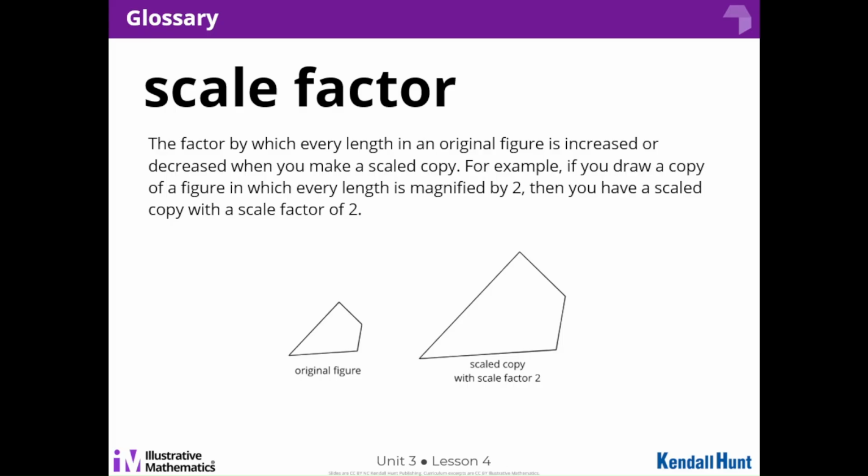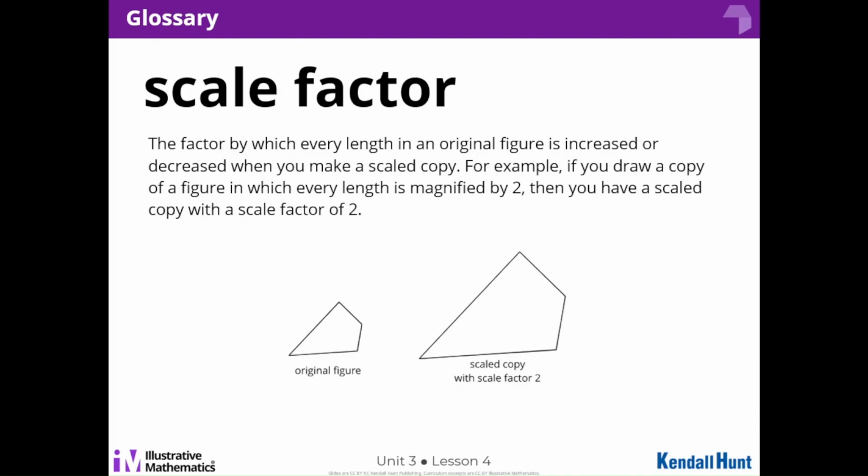Notice that right in this definition, it says every length is increased or decreased. They don't mention increasing or decreasing the angle. So if you look on the left, the smaller figure is the original figure. On the right, the larger figure is the image, the scaled copy. And while you can easily tell that the lines are each 2 times longer, you can also easily tell that the angles are the same.